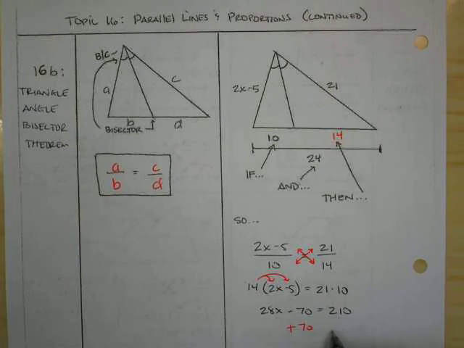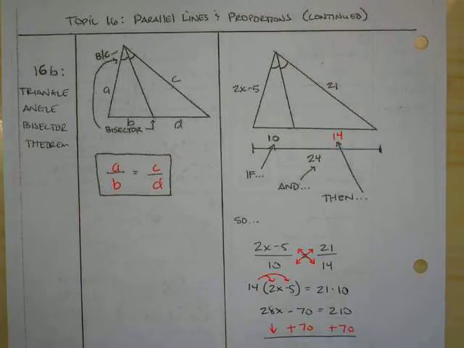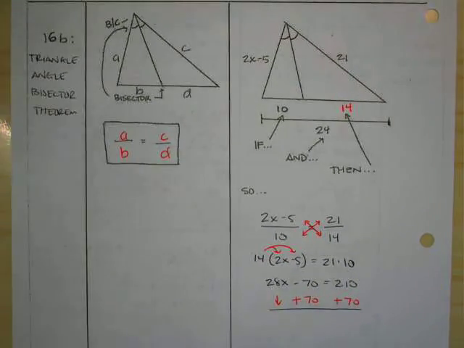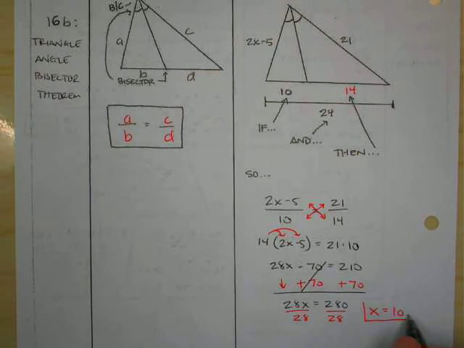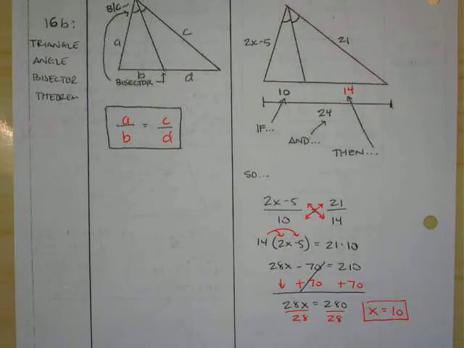And now I've just got a two-step equation that most of you should be able to solve without too much difficulty at this point. Add 70 to both sides. 28x will come down. Let me move this up so you guys can see what I'm doing a little bit more clearly here. So these guys cancel. 28x equals 280. Divide both sides by 28. And here again, purely coincidental, I can assure you, we get x equals 10.